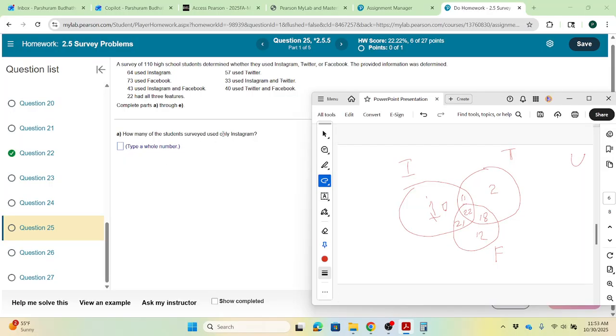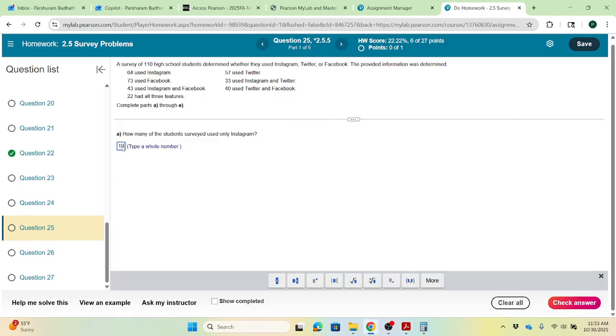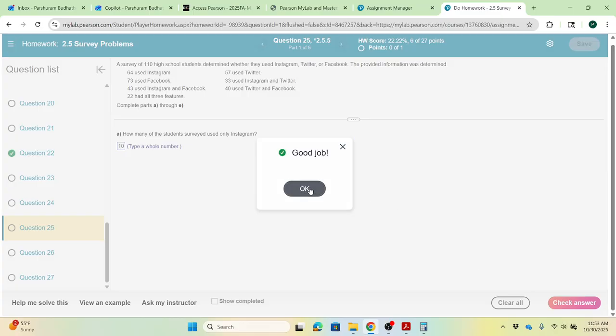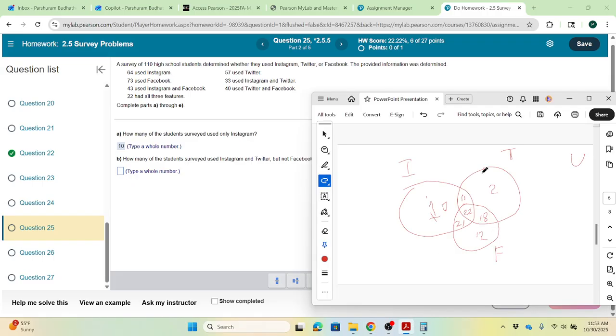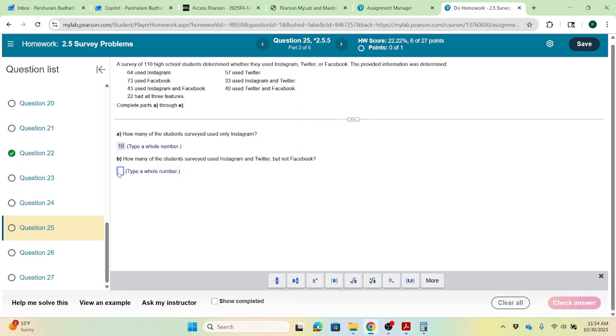How many of the students surveyed use only Instagram? So that is 10. They only use Instagram. How many of the students surveyed use Instagram and Twitter but not Facebook? They use Instagram and Twitter but not Facebook. So it's supposed to be outside the Facebook. That would be 10 plus 11 plus 2, which is 21 plus 2 is 23.